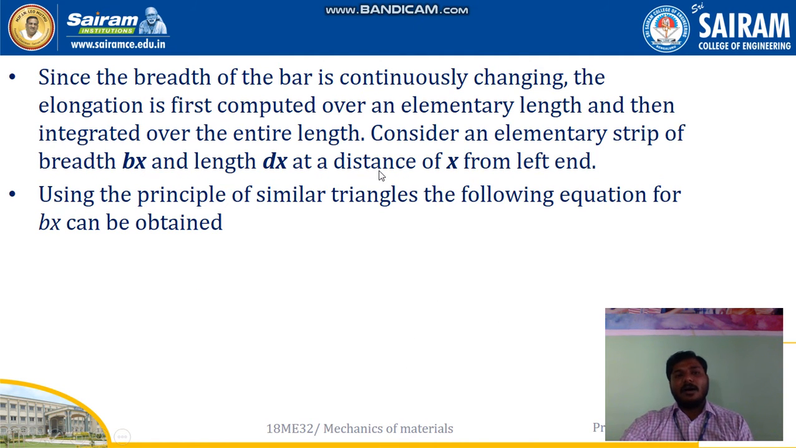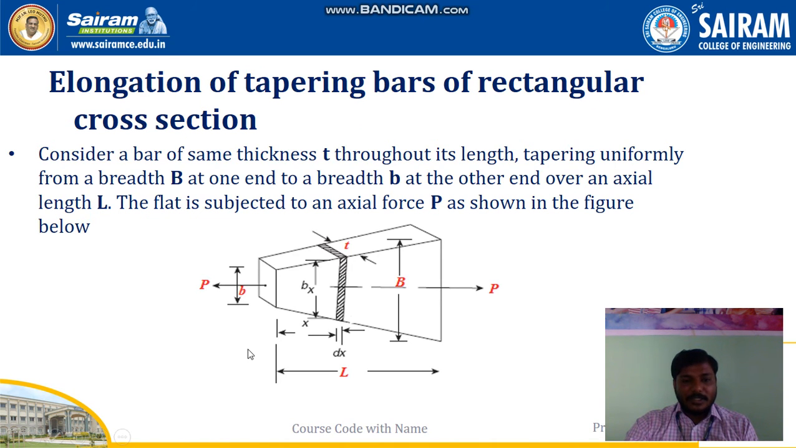Since the width of the bar is continuously changing, the elongation is first computed over an elementary length and then integrated over the entire length. So we consider an elementary strip of width bx and length dx at a distance x from the left end. We consider the width from the left end, from the small b, changing with x.